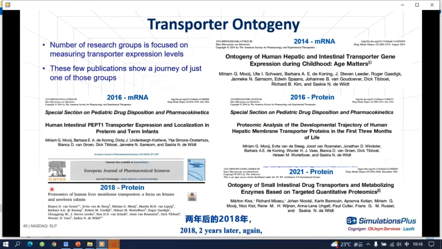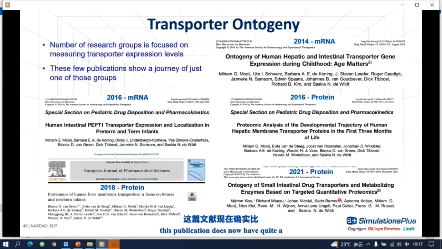2018, 2 years later, again, hepatic transporters with even more focus on the very early days, fetus and newborns. Right? So really trying to characterize that complete age. 2021, one of the latest publications from them showing now moving into intestinal transporters. Actually, in this paper, they looked at both intestinal transporters as well as metabolizing enzymes. And in this case, looking at the protein levels.